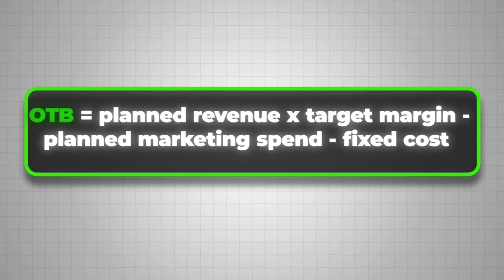All you have to do is create a Google Sheet, which I suggest using. Open a blank sheet, name it Open to Buy Planner, and input these columns: the planned revenue goal for the month or quarter, target gross margin percent, planned marketing spend, and fixed operating costs. Use the formula OTB equals planned revenue times target margin, minus planned marketing spend, minus fixed costs. This tells you how much cash is safely available for inventory purchases without choking your ad spend.